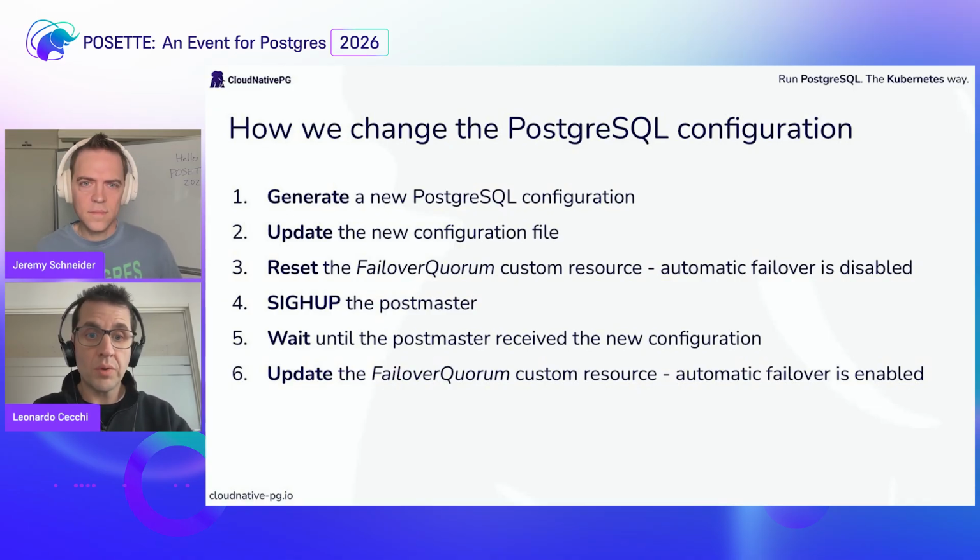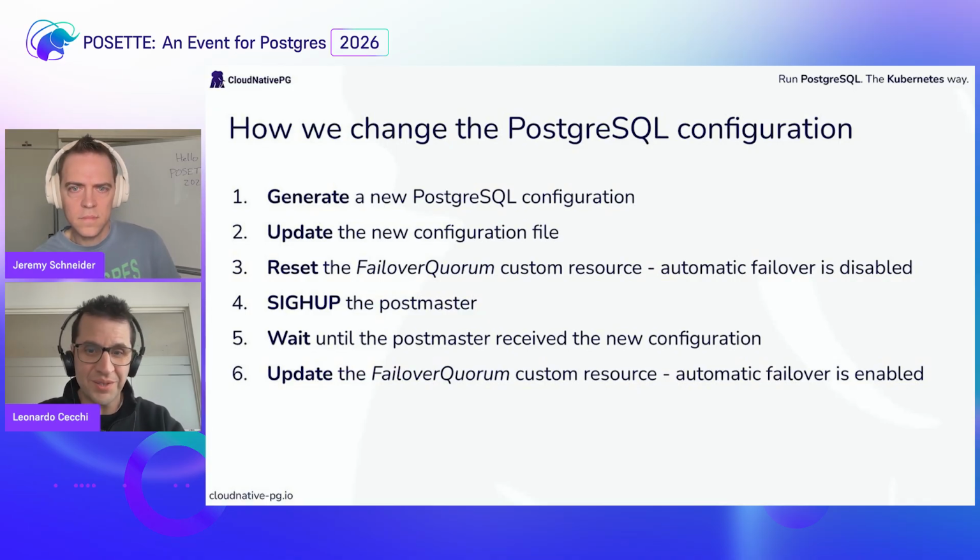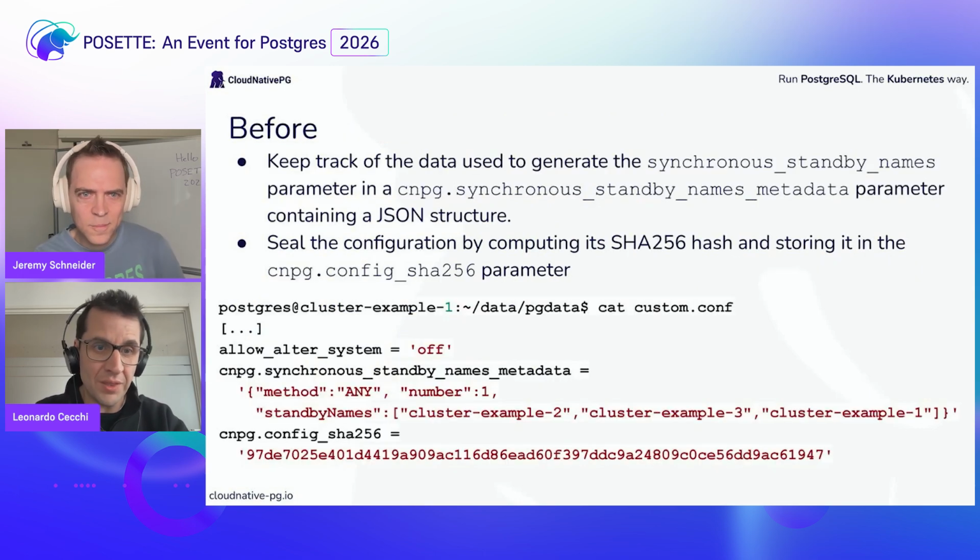And when we are sure that Postgres received it, then we can update the failoverquorum custom resource again using the actual Postgres config. From now on, if the conditions are met, automatic failover is possible. But the main question is, how can we wait until the postmaster receives the new configuration? So we answer the question and we bring another one. And that's it. That's what we do in our custom.conf.